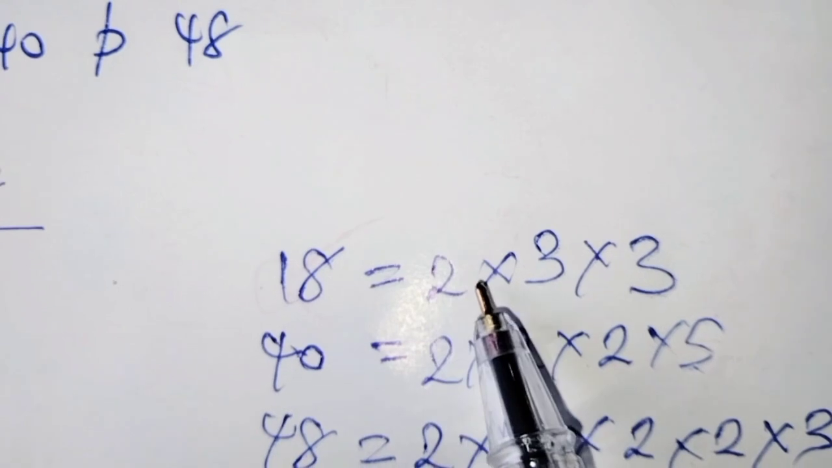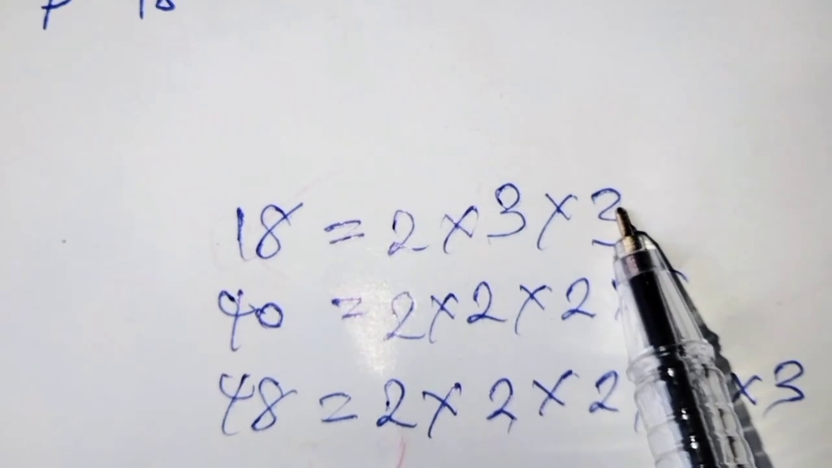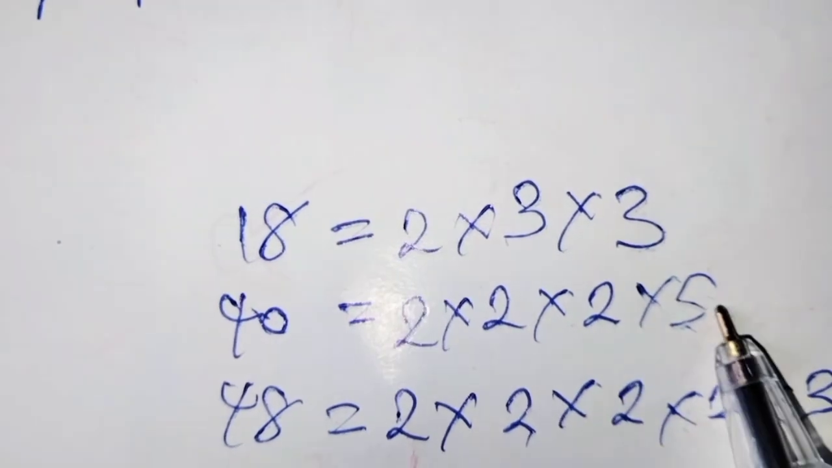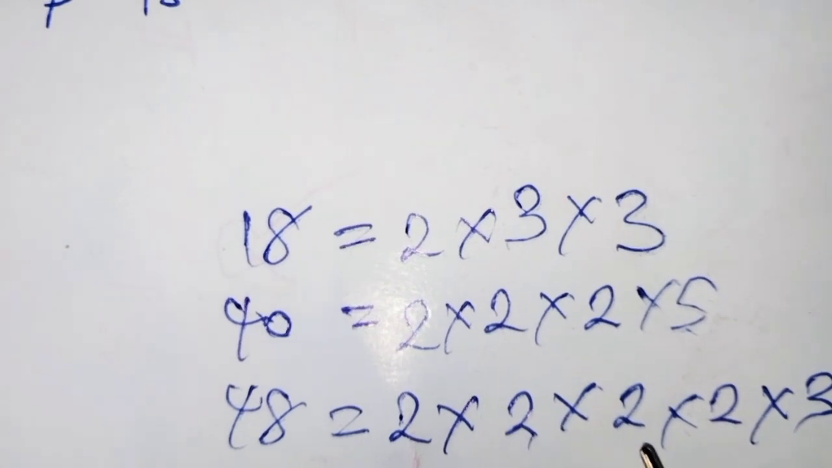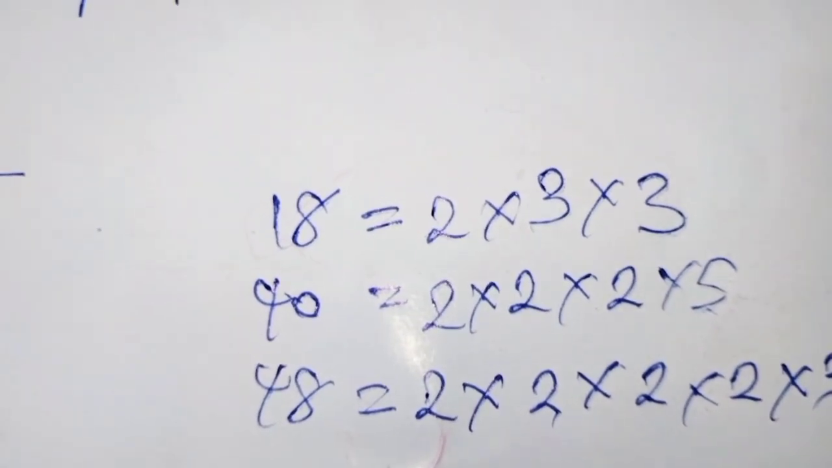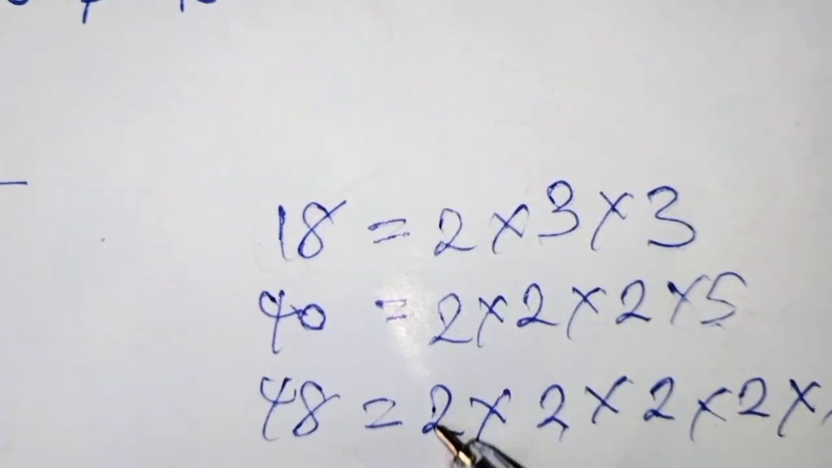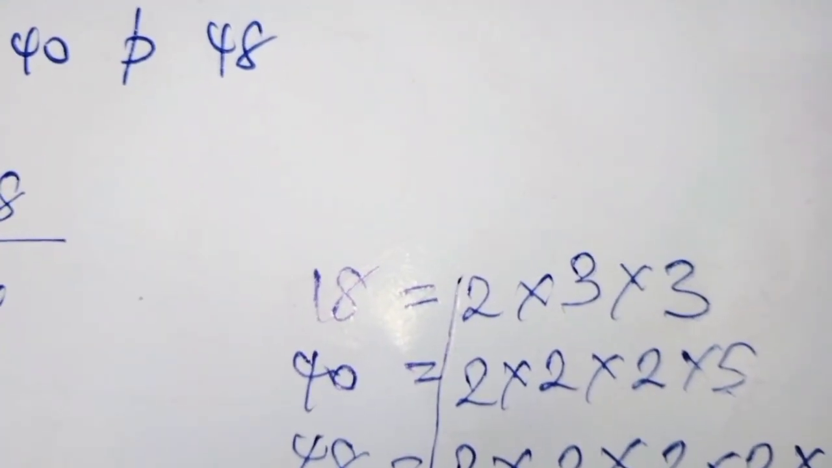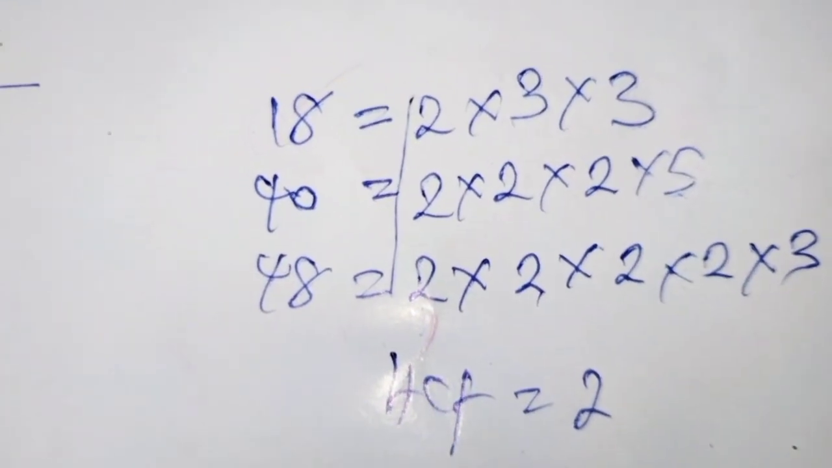2 times 3 is 6, times 3 is 18. 2 times 2 is 4, times 2 is 8, times 5 is 40. 2 times 2 is 4, times 2 is 8, times 2 is 16, times 3 is 48. So if you look at it all roundly, what is common amongst the three of them is just this line of 2. So our HCF is what? 2.